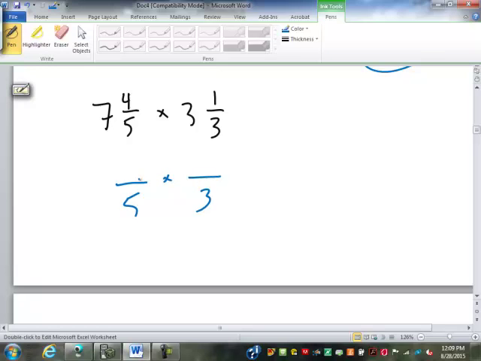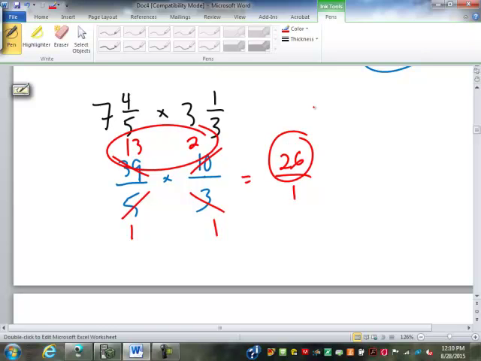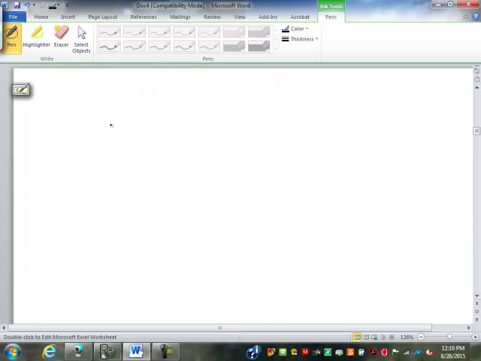Make them improper. Okay, what's going to go up here? 39 over 5, and this one will be 10 over 3. Then what? We can cross cancel if we want to. 5 and 10 will give us 1 and 2. Is there anything else we can cancel? 39 and 3 give me 1 and 13. 13 times 2 is 26. 1 times 1 is 1. We just get 26. I probably won't be quite that nice to you on the test. Let me do one that doesn't work out quite so nicely. Oh, let's see.